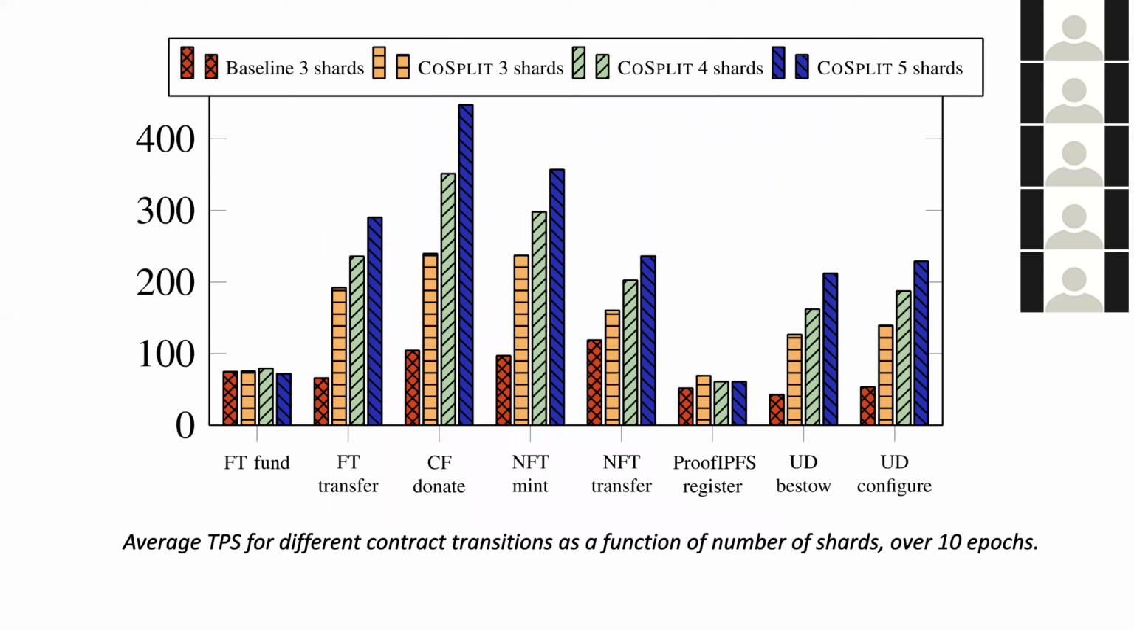The plot that you have seen here has bars showing how many more transactions we get to process per second, given the increased number of shards for particular contracts. For example, the FT is the fungible token and its transfer. The number of transfers we can process grows proportionally to the number of shards in the system, which means more shards, more parallelism. And this is exactly what we want.